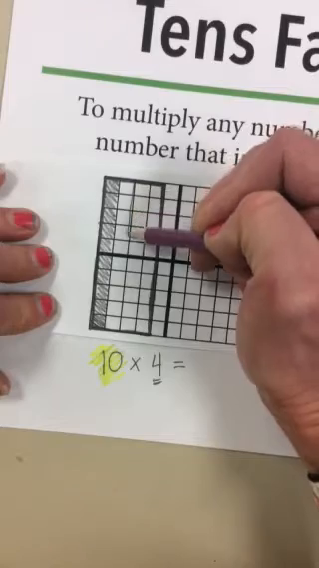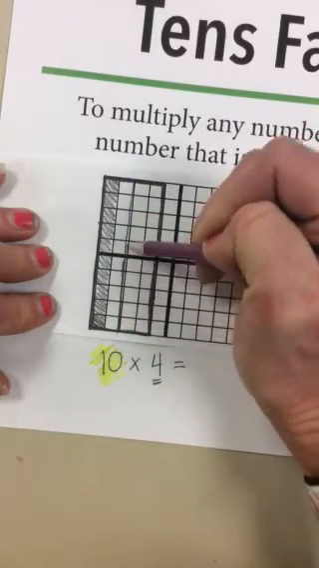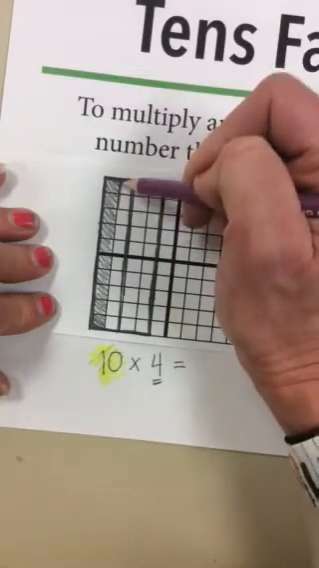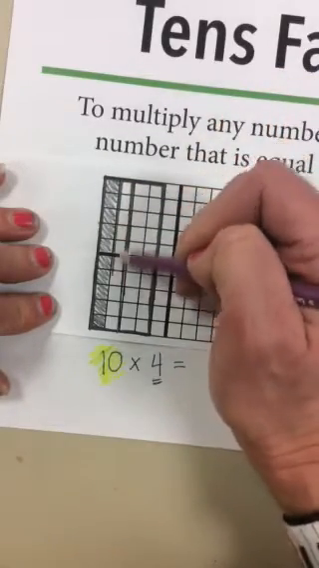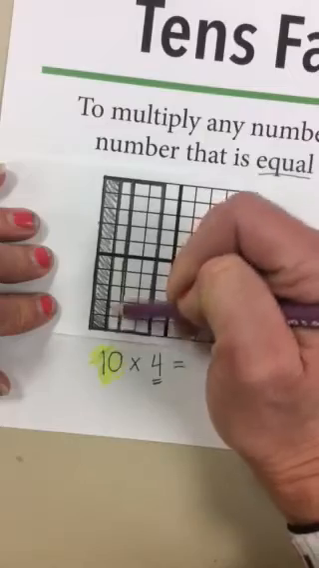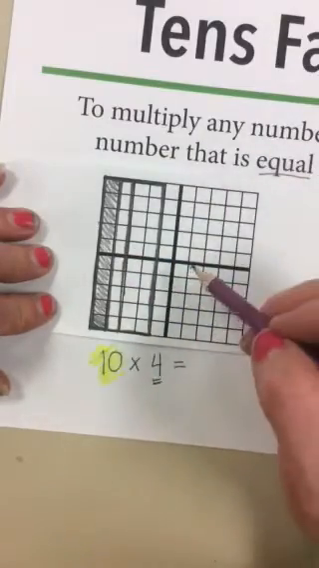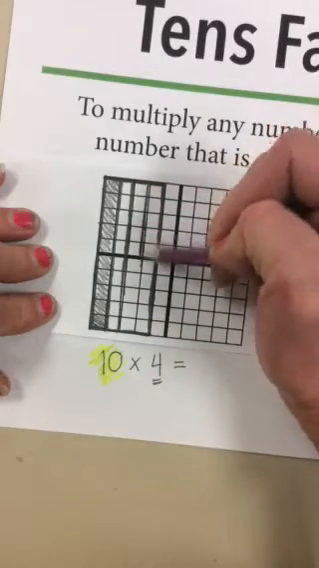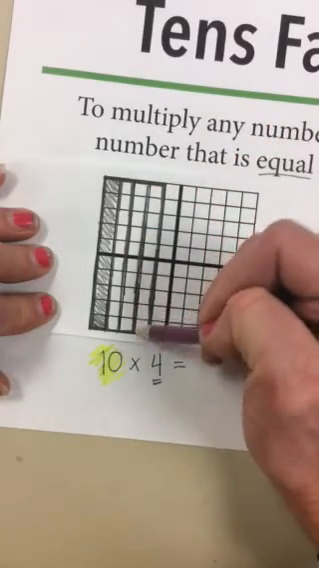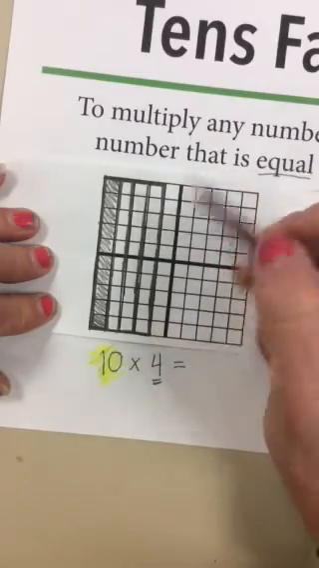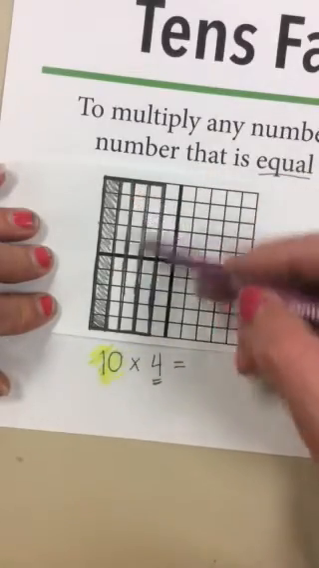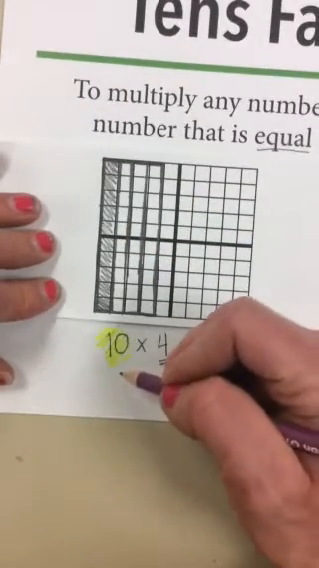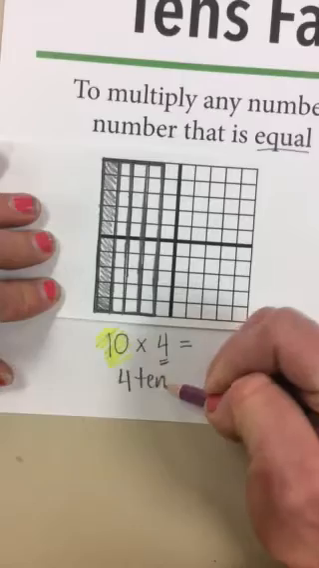Let's outline another 10. I'm outlining it so I can see it right when I look at it. Instead of shading the entire thing, I'm shading it in a way so that when I look at my picture, I can easily spot those 10s. So I have 10, then I have another 10, and then I have another 10, and then my final 10. So I can see them. 10, 10, 10, 10. How many 10s is that? That's 4 10s.